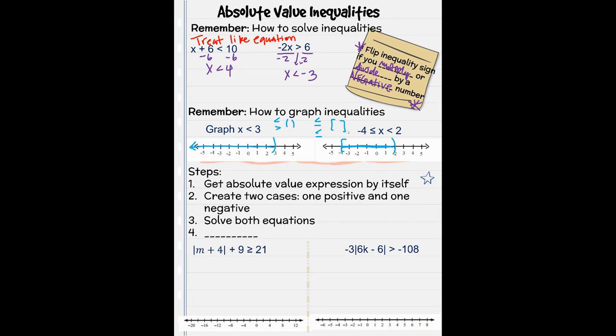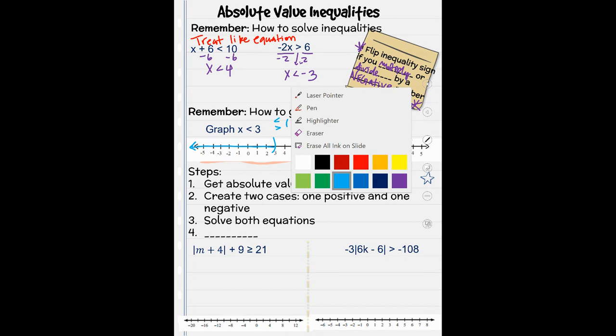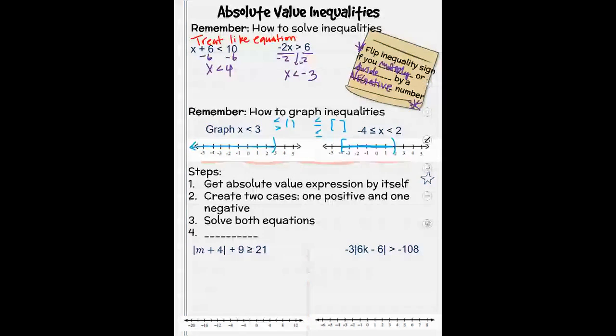So let's look at if we're given absolute value expressions that are also inequalities.